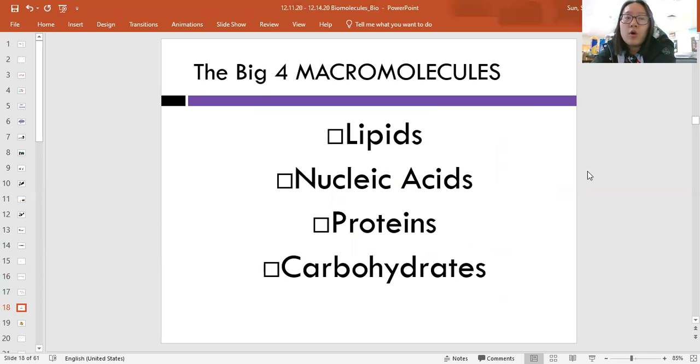So we're going to talk about the 4 big groups of macromolecules now, and they are lipids, nucleic acids, proteins, and carbohydrates, following up in this worksheet.